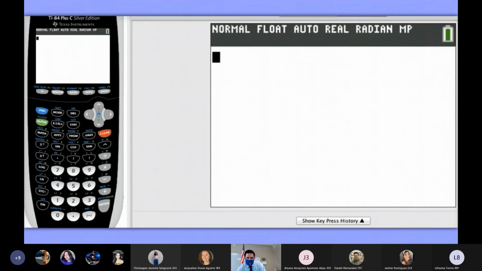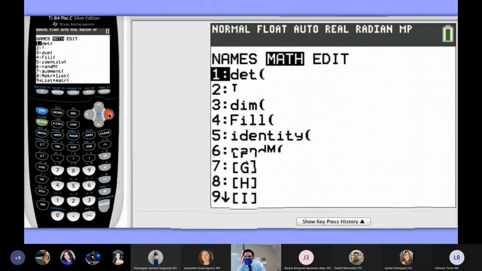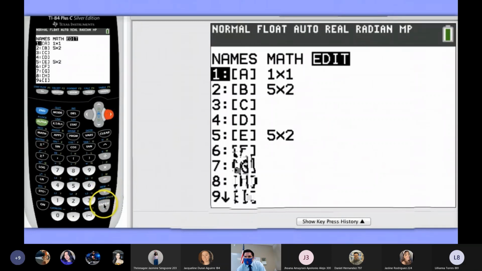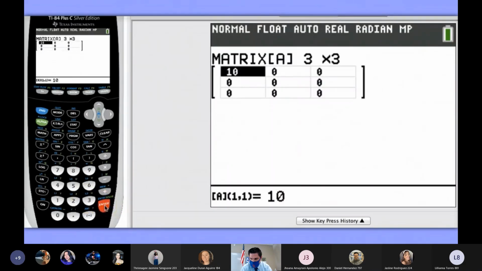To begin, we'll enter our data in matrix A. Hit second, X to the negative 1, go over to Edit, and choose Edit Matrix A. We don't want matrix A to be a 1 by 1 matrix. We want it to be a 3 by 3 matrix. So hit 3, enter, 3, enter. And now we can fill in our matrix.